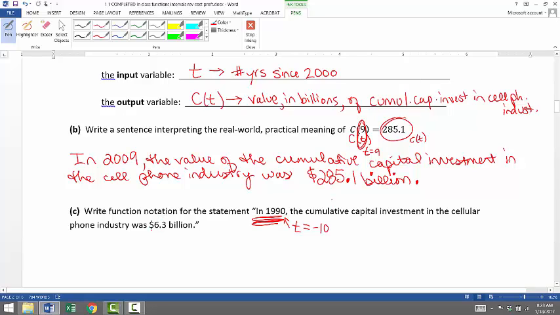And C of T is in billions of dollars. So C of T is 6.3. So you would get out of the function 6.3, and it represents $6.3 billion. So as a math statement, we would write C of negative 10 equals 6.3.